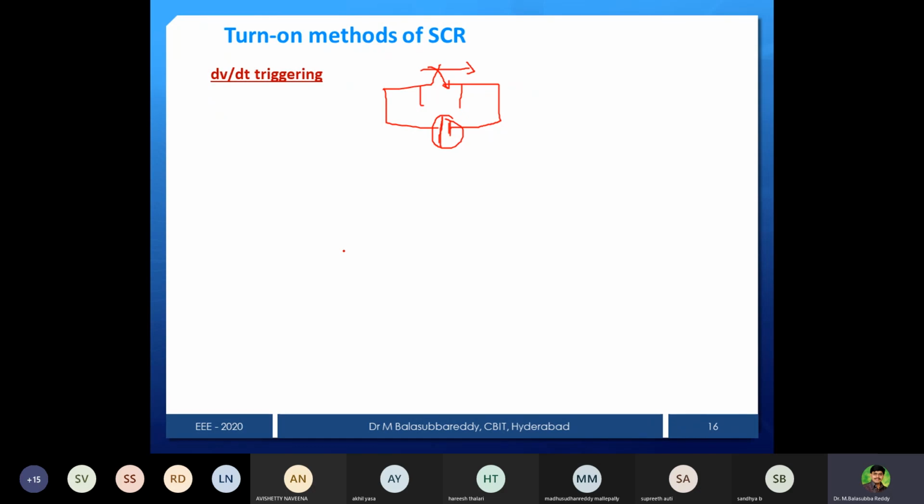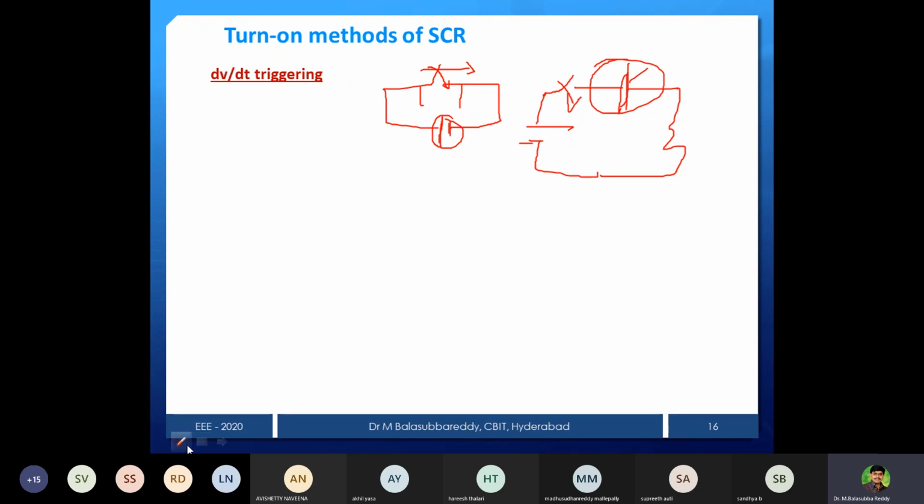Any device can be connected with a switch and a supply. It may be a thyristor with some load, and we give it some supply. Then, if the supply is given and the switch is closed here, the rate of change of voltage across the device is going to be very high at that moment.